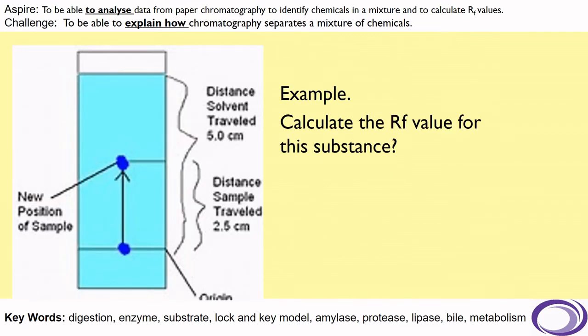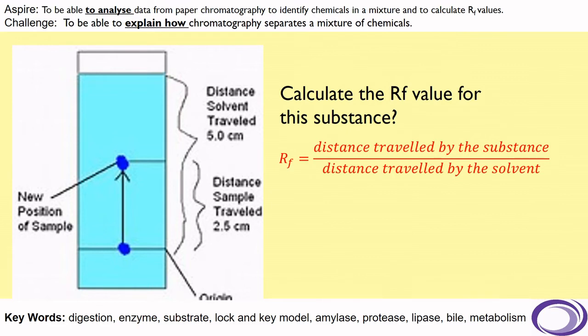So, the example. This is our first one. We can see on the diagram that the sample travelled 2.5 centimetres and the solvent travelled 5 centimetres. Now, using that equation, RF equals distance travelled by the substance divided by distance travelled by the solvent, that would give me 2.5 divided by 5, which gives me an RF value of 0.5. There are no units on RF values.